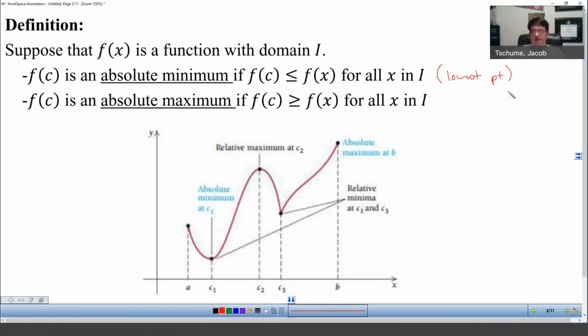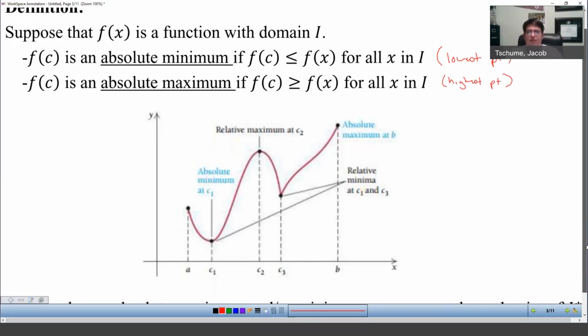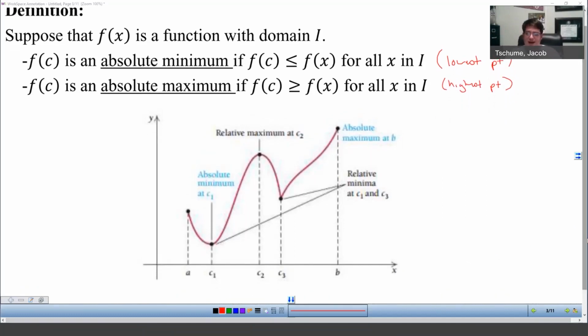Versus, you can read through the definition for absolute max. It's very similar mathematically, but if something is an absolute max, that means it has to be the highest point on your graph. Now, if you look down here at this picture that I have, you can look at all the values that are listed. You'll see some relative extrema. You'll see some absolute extrema. Let's focus on the absolute part.